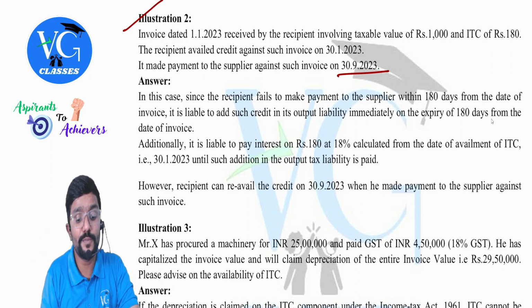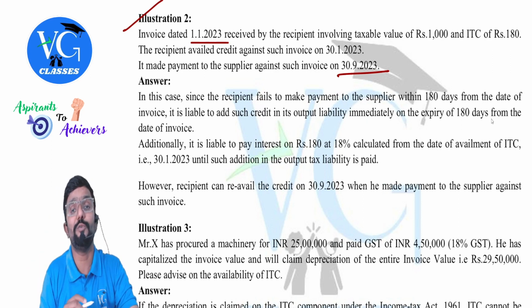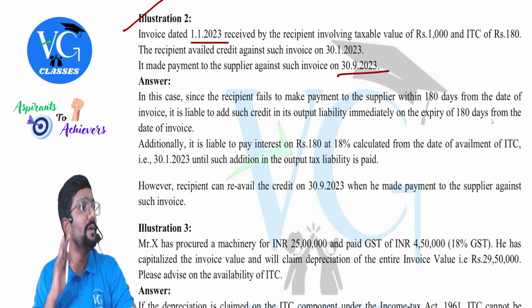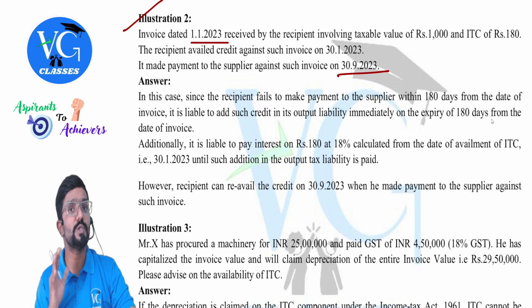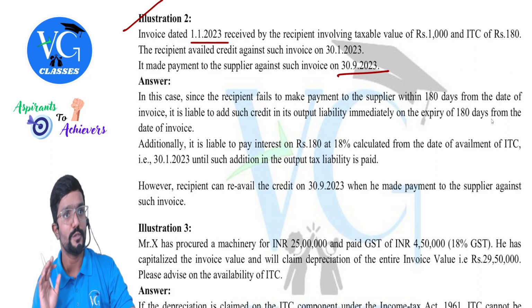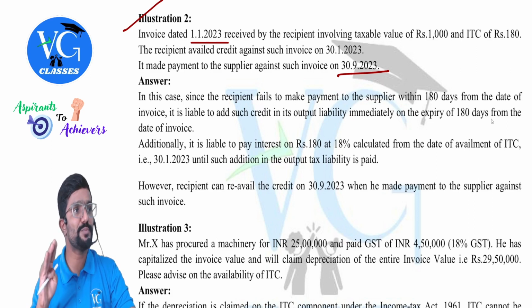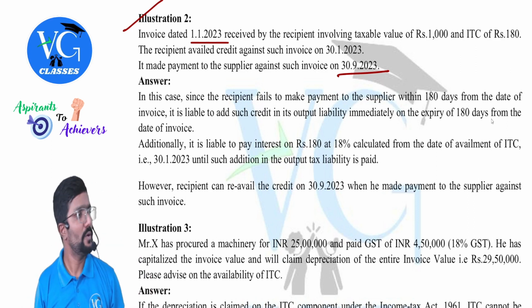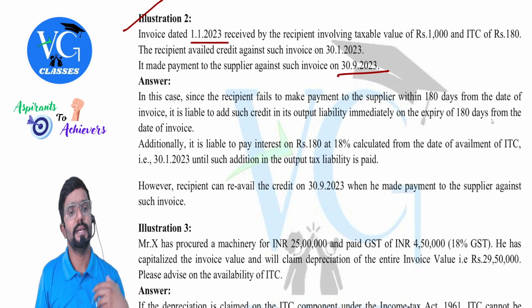What is the date of invoice, people? 1st January 2023. 180 days from here. Is 30th September before that? No, sir. So it was not paid within 180 days. So what should we do? After the expiry of 180 days from 1st January, the recipient has to reverse a credit of how much? 180, guys. Let us see this.